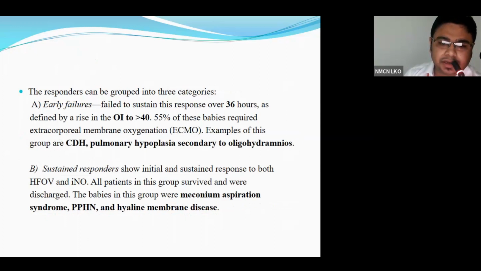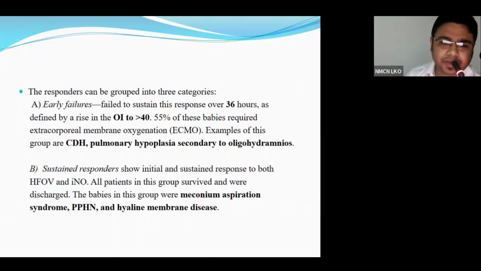So basically the responders were classified into three categories. One is early failure, then the second was sustained responders. The examples I've just highlighted in black: usually babies who have early failures are babies with CDH, pulmonary hypoplasia secondary to oligohydramnios. And in the sustained responder group, usually the babies had MAS, meconium aspiration syndrome, PPHN, and RDS.